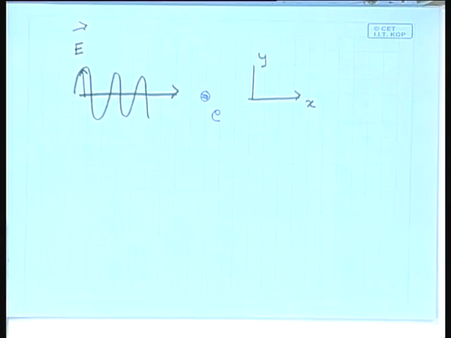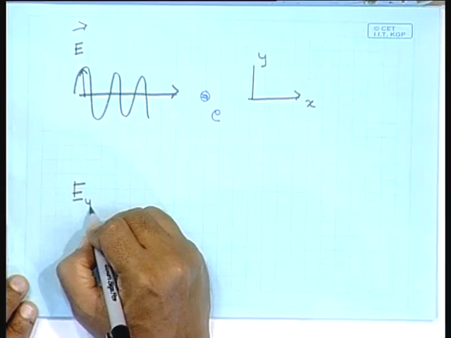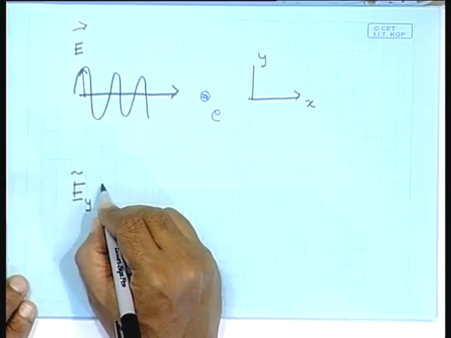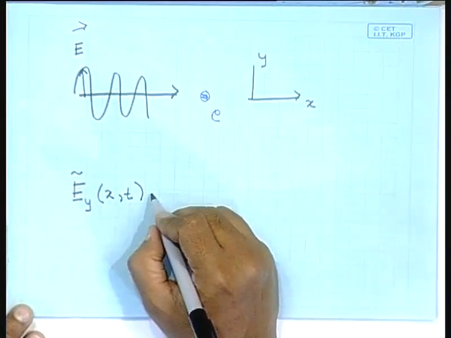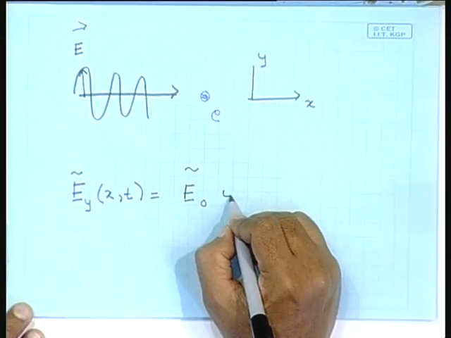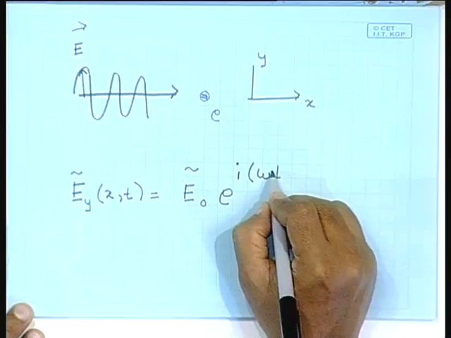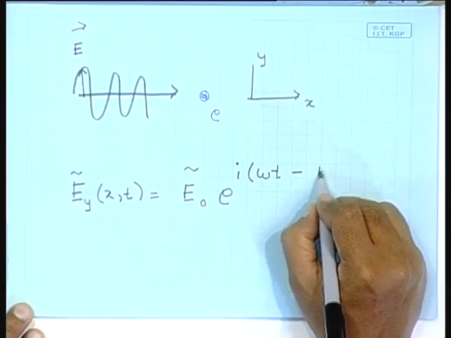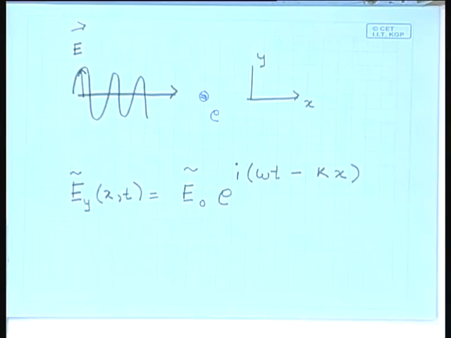And we have learned that we can describe this electromagnetic wave using an equation which looks like this: Ey in the complex notation. This is a function of x and time, because it is a plane wave travelling along the x axis, will be some amplitude E0 tilde e to the power i (omega t minus kx). And let me remind you what these parameters that appear are.